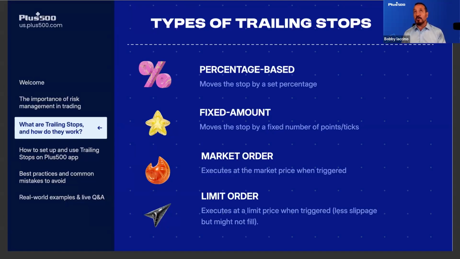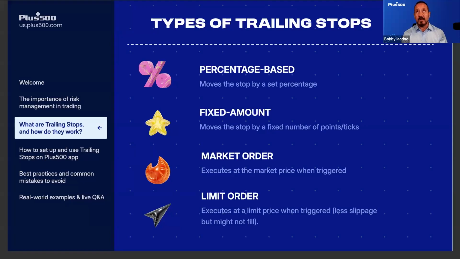There are fixed amounts. You can move it by a fixed amount of points or ticks, or you can just have a market order where you say, I just want a market order executed as it goes up. Or you can have a limit order, which is a market limit. So in other words, you set the price, it's a market, but it's a limit at that price. You have a risk, by the way, of that not filling.